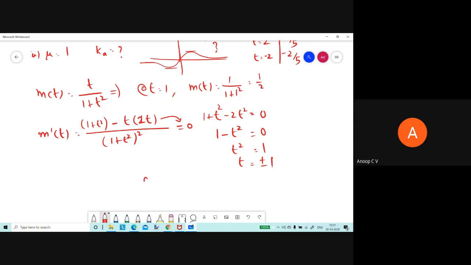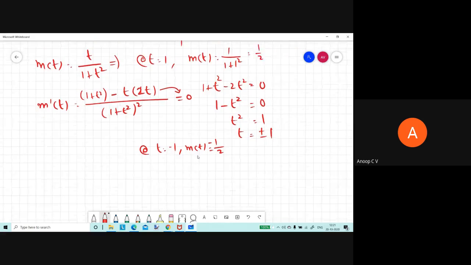And at t equal to minus 1, you will get m(t) is equal to minus 1 by 2, right? As we are interested in the mode of this, the maximum of the magnitude, one is the maxima and the other one is the minima. So the maximum of the magnitude of this will be 1 by 2. So what you have told is correct.